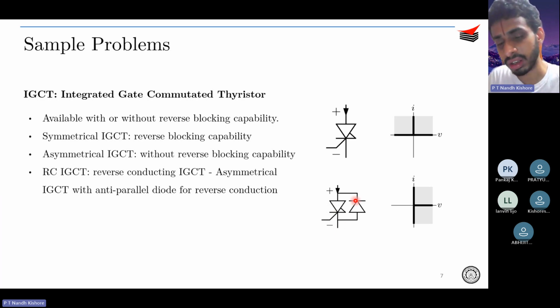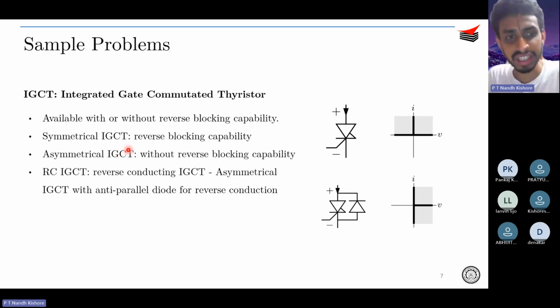If you see over here, there is an antiparallel diode that's connected between the cathode and the anode, right? So if you have this, and if you don't have this, based on that, you can have two types of IGCTs, symmetrical and asymmetrical IGCT. If you have an antiparallel diode, then it's called an asymmetrical IGCT. Once you have an antiparallel diode, it cannot block reverse voltage, right?